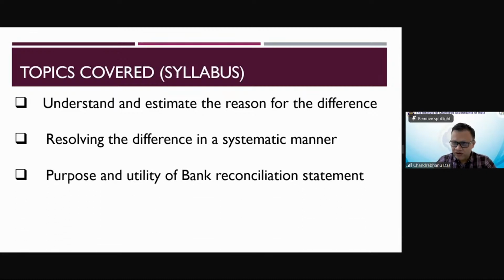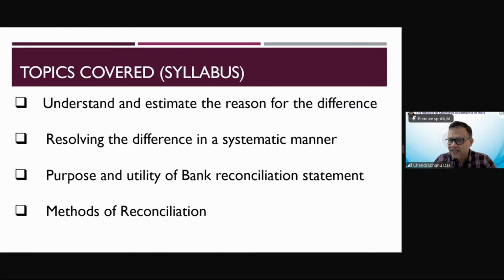Over this period of time, we'll be discussing the purpose and utility, and the very important thing, the methods of reconciliation. When you are resolving the difference in a systematic manner, what are the different methods you use? For that reason, the second class will be on the methods of reconciliation. But the important thing is, if you understand the reason and know you can resolve the difference in some manner, then you can easily go on to the methods of reconciliation.